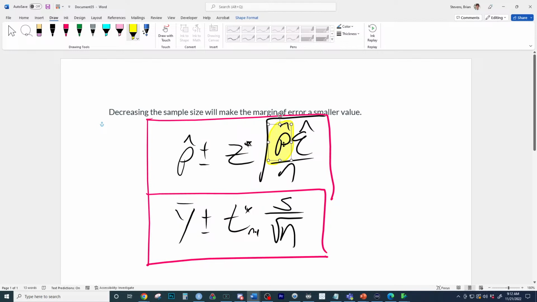P hat, once again, is the sample proportion. Q hat is the complement of p hat. So if p hat was found to be 0.2, q hat is 0.8. If p hat is 0.3, q hat is 0.7. Q hat is found by the formula 1 minus p hat. N is the sample size, which would be something like we talked to 200 people.